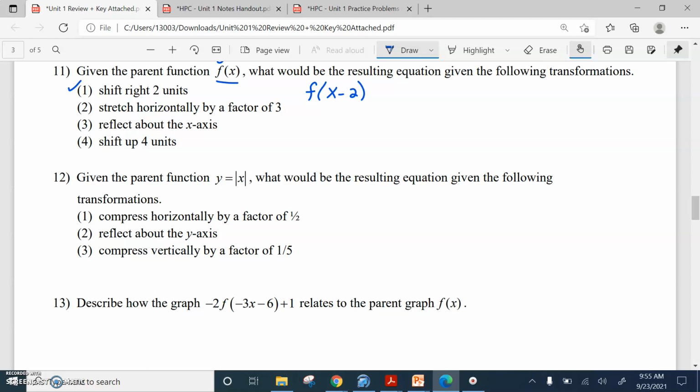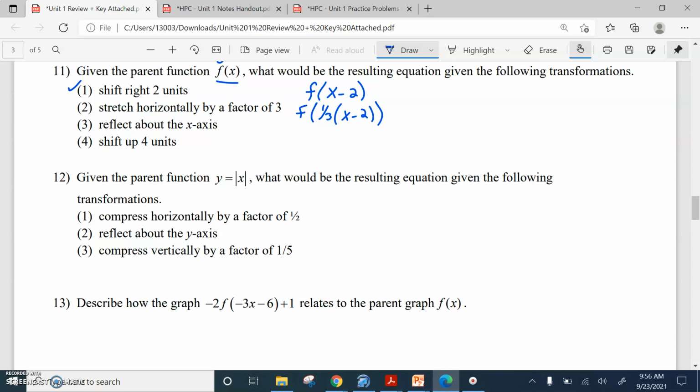Step 2, stretch horizontally. So when we stretch horizontally, that means we have a fraction inside the parentheses. So here it's f of a fraction. So instead of 3, we use a reciprocal, 1/3, and then we keep the x minus 2. And we just keep going through step by step until we get the final answer, and then we box it in.